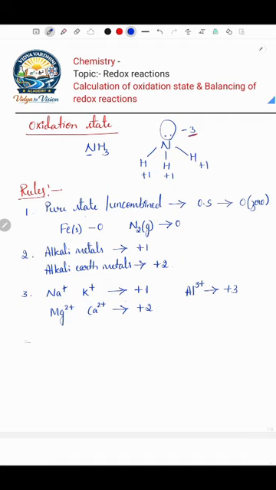Now let us understand what is the fourth rule. This is very important. That is the oxidation state of oxygen. It is usually -2 in all the cases. Okay. But when it comes to peroxide, that is H2O2, in that case it is -1. In peroxide it is -1.